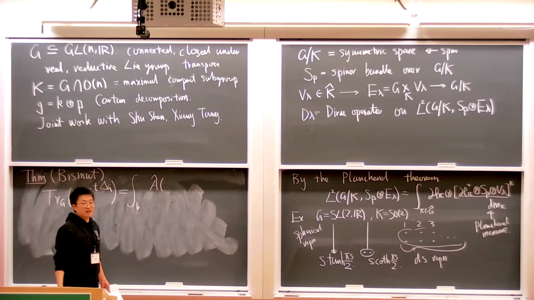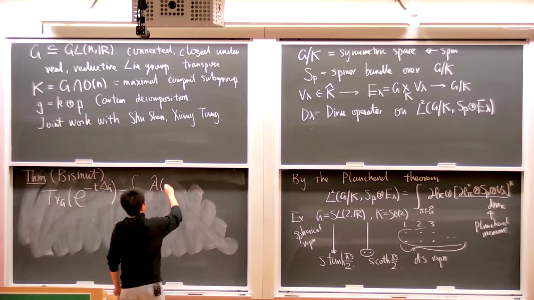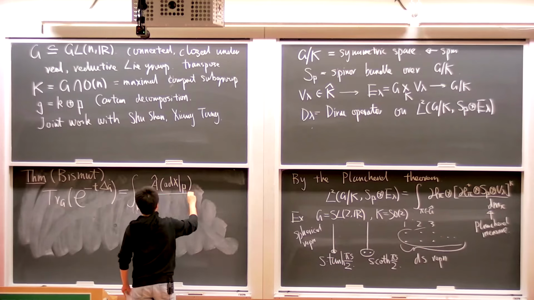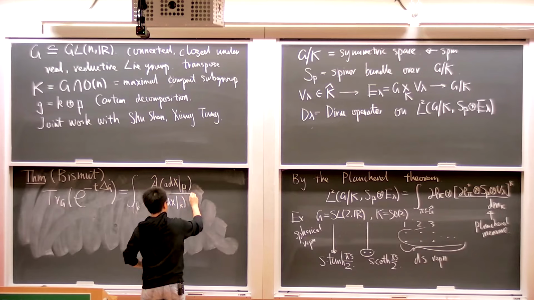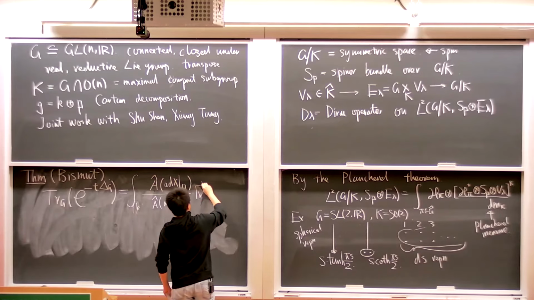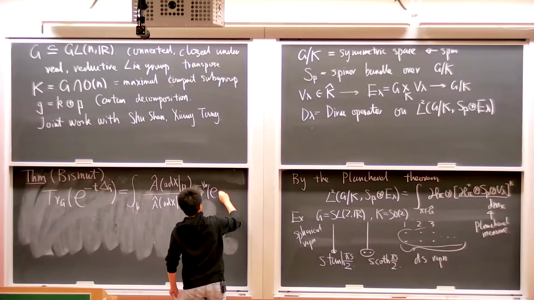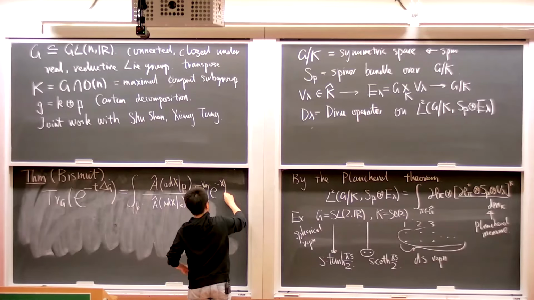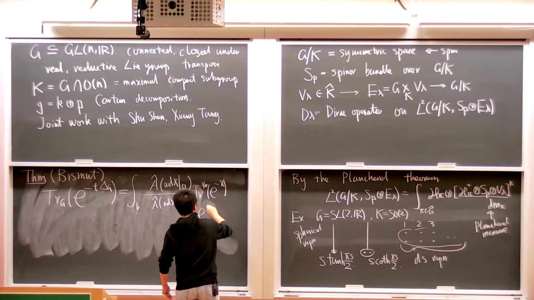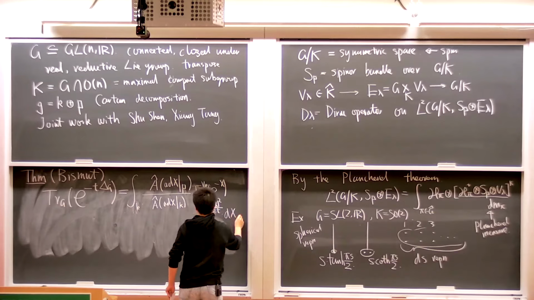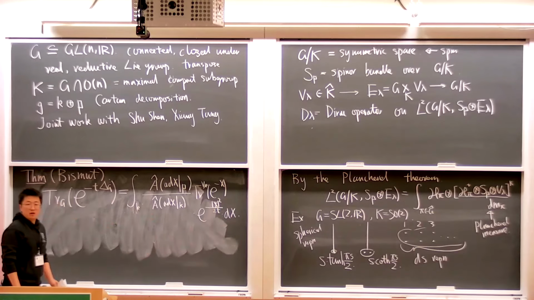If you are index theory people, everyone likes the A hat class. So the A hat class of the adjoint action of x on p, over the A hat class of the adjoint action of x on k, times the trace of x on V_mu. Here V_mu is the irreducible K representation, where we start with e to the minus x squared. This is the Gaussian term, times dx. Okay, so this is the Bismut formula.